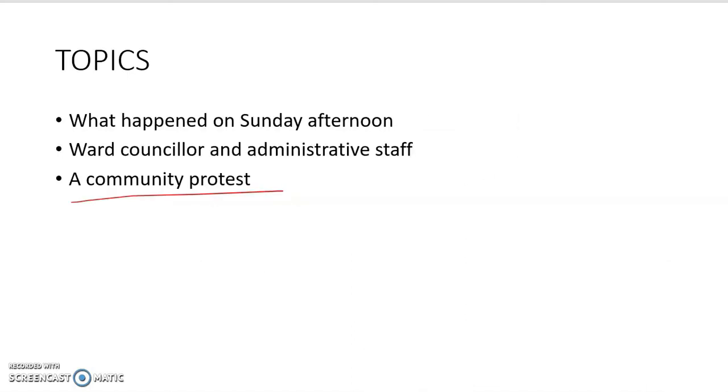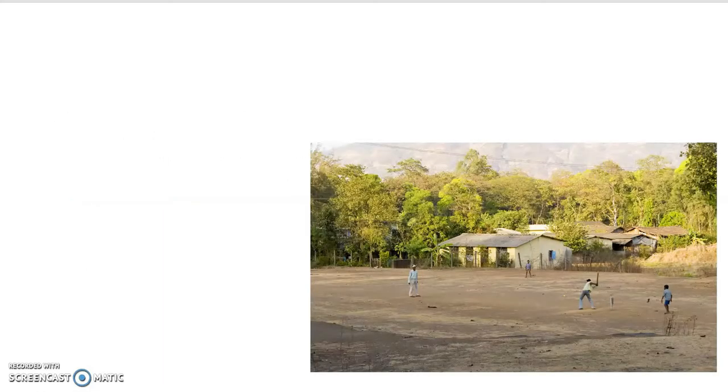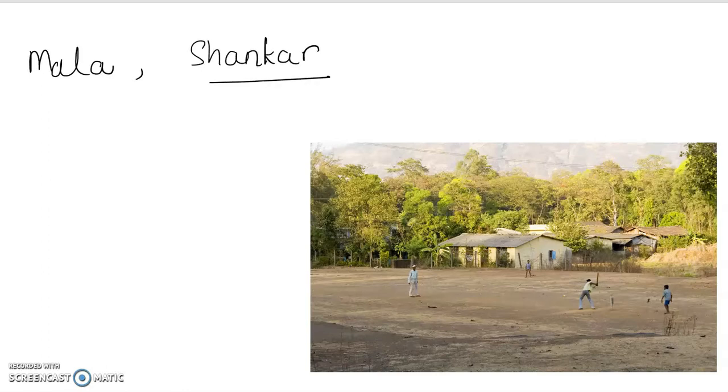Chalo, let's get started with the chapter. What happened on Sunday afternoon? So one Sunday afternoon, the kids of the city were playing. And who were the kids who were playing? We've got Mala, her friends, that is Shankar, who's way too obsessed about the game. They were playing cricket, Jahangir, and of course, we have our very sweet Rehana.